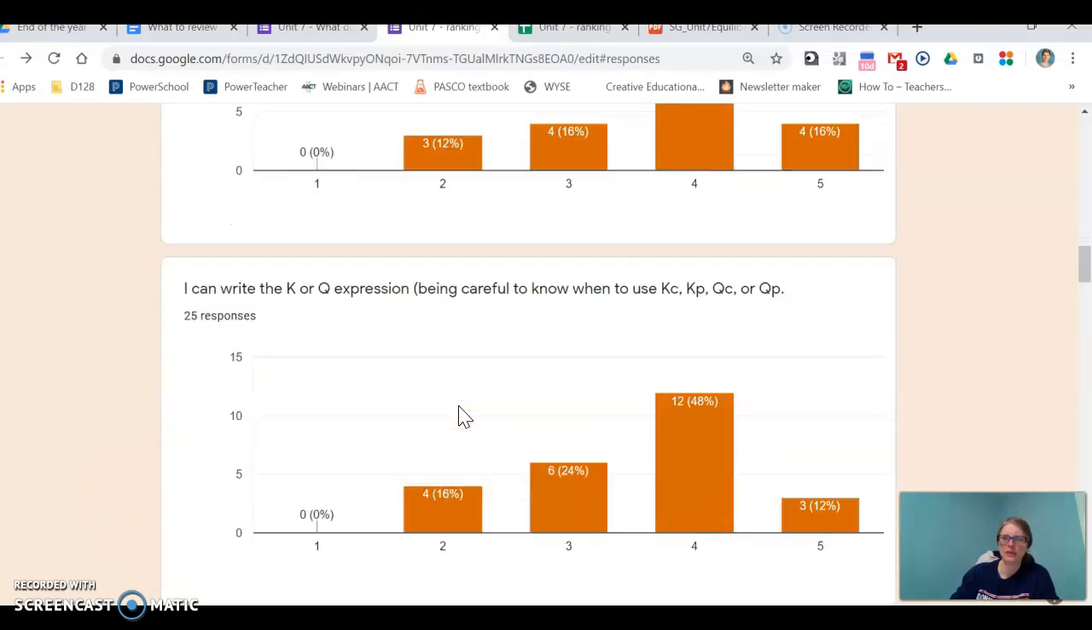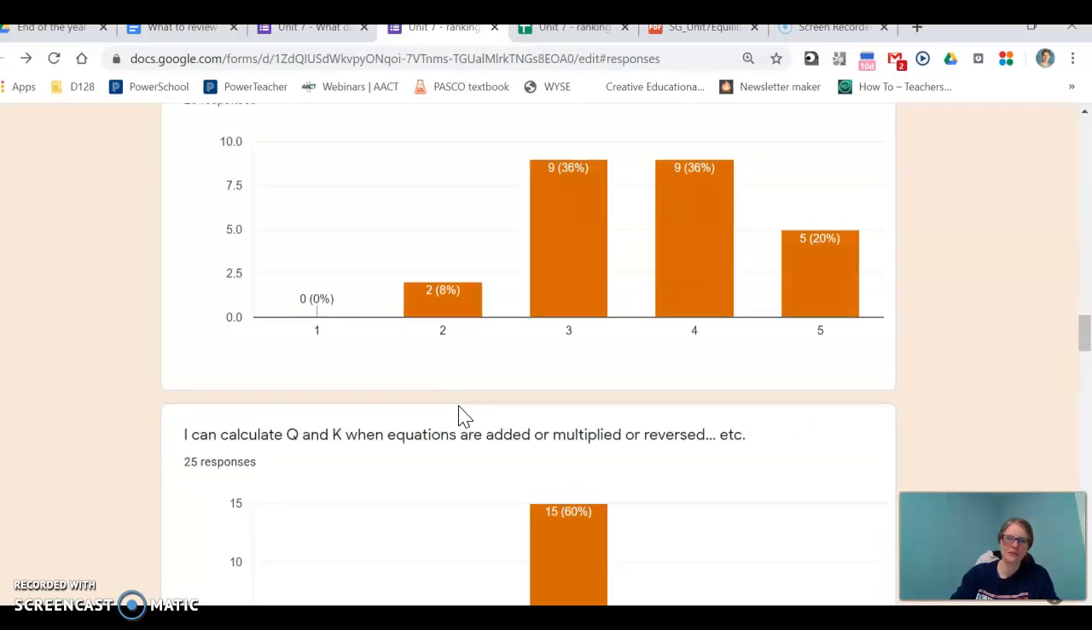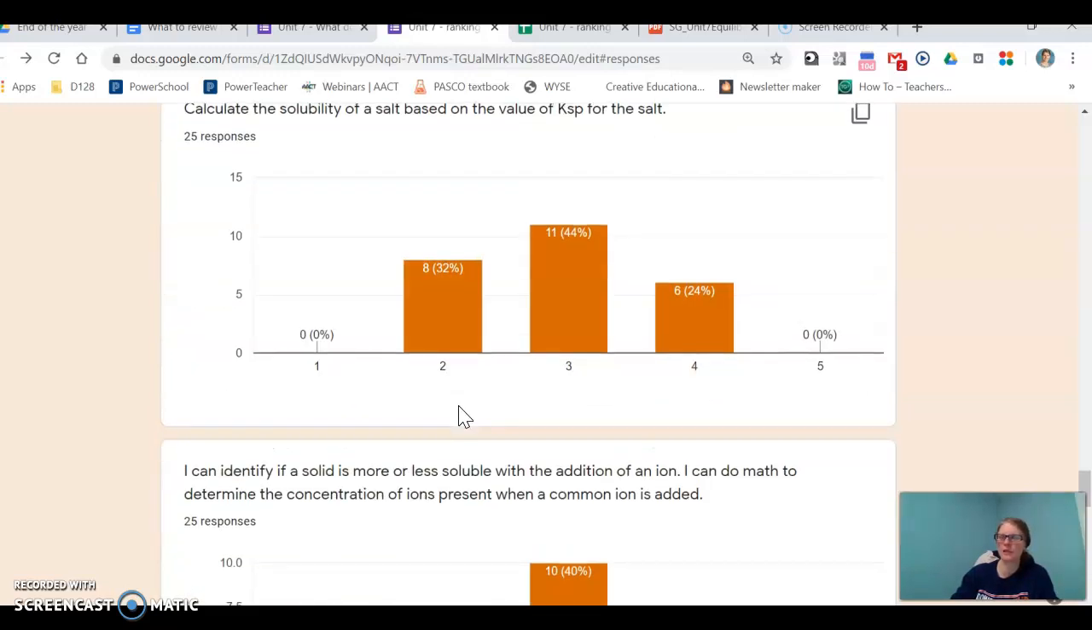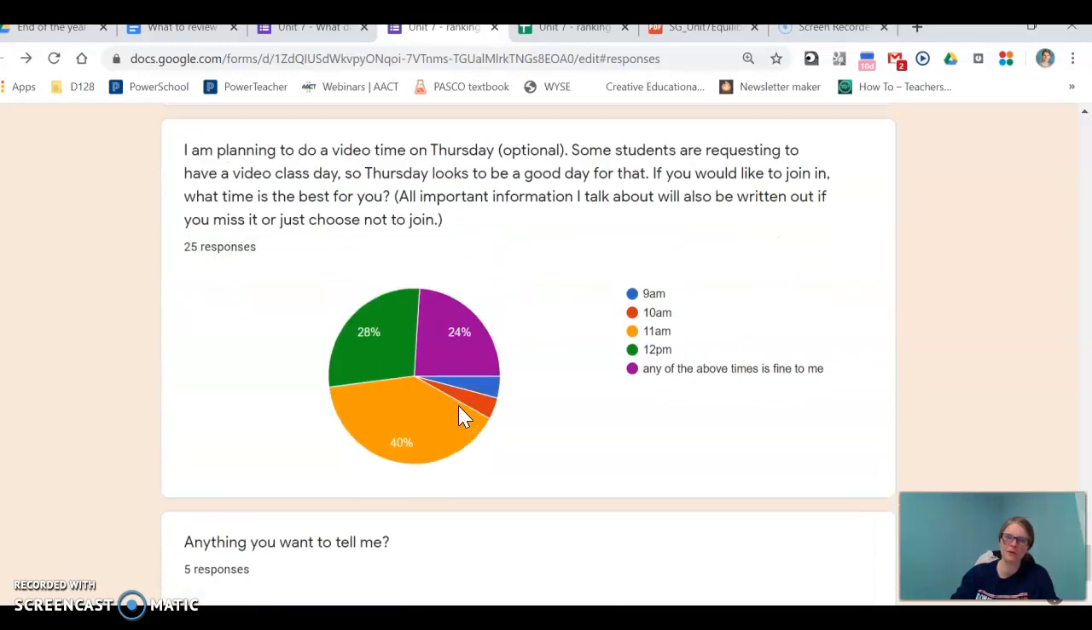You can take a look at your ranking. You're feeling pretty good about it, actually. 4s, and then as we get down, we move into more of the 3s. But that's pretty good, because 3 just means you got to look over it again. So not too bad. I've got a few things to go over.